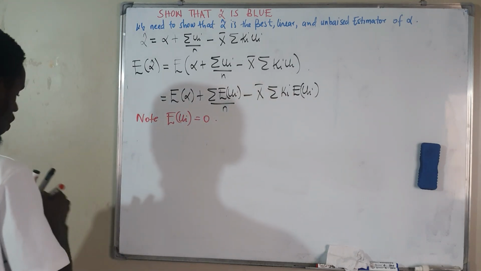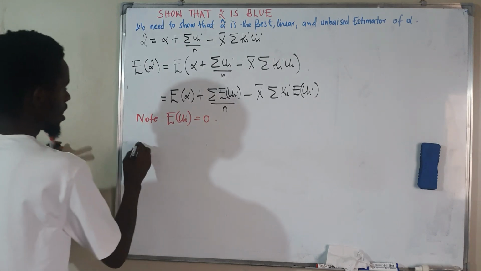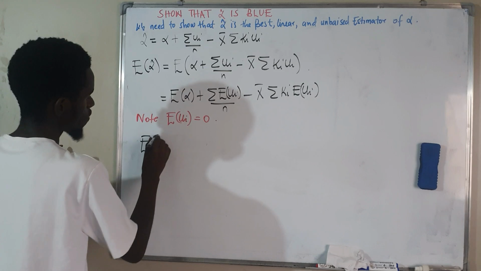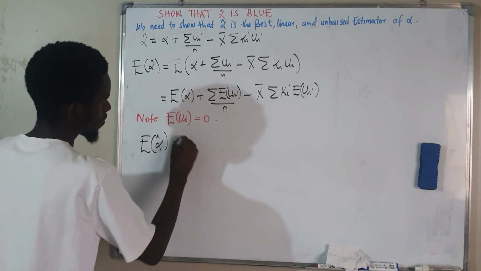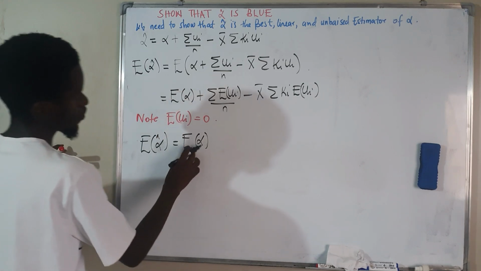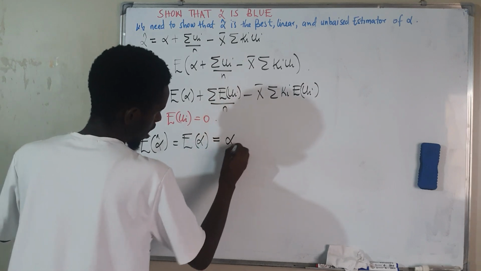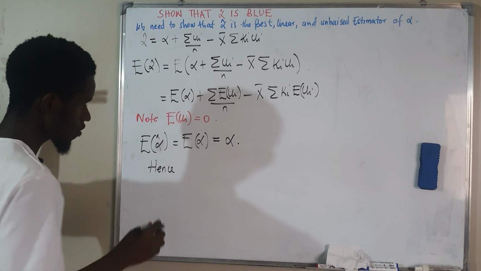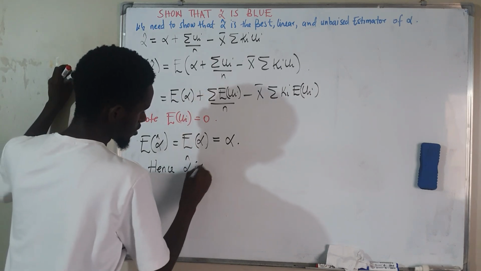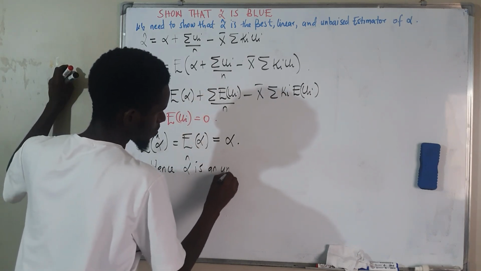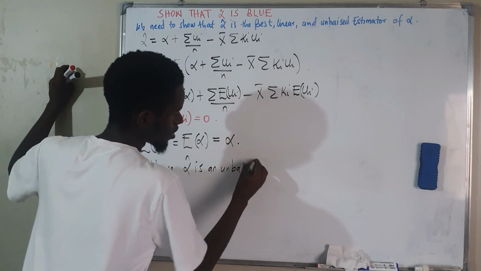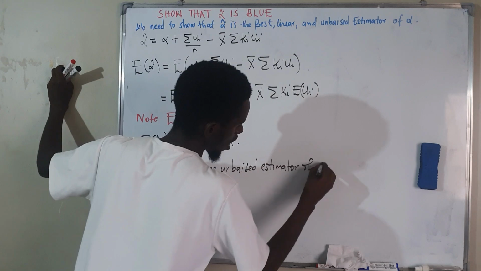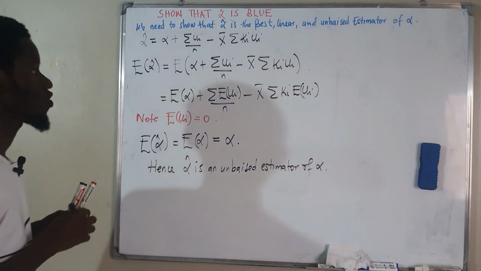And therefore, I'll finally say that the expected value of alpha hat is the same as the expected value of alpha, and we know that the expected value of a constant is always that constant, alpha. Hence, alpha hat is an unbiased estimator of alpha, as we can all see.